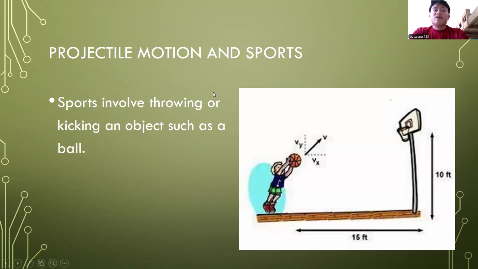Okay. Now, projectile motion and sports, there's still a connection. For example, involving throwing or kicking an object such as a ball. So there's also a motion, there's a projection. It's like that in sports, but it's the same process. There's an angular projection, the same process that you are going to do in projection with an angle.